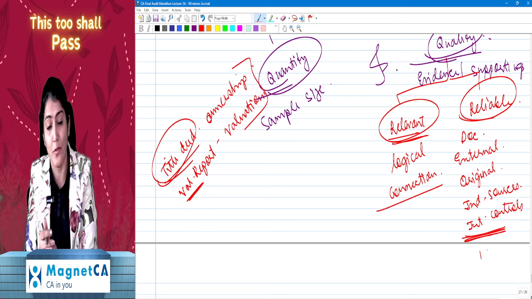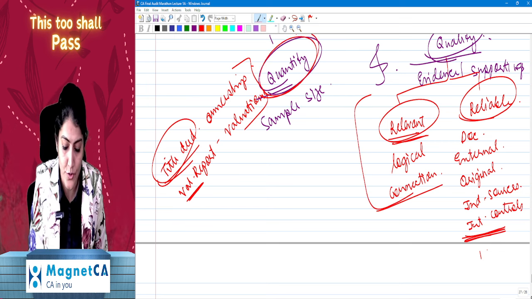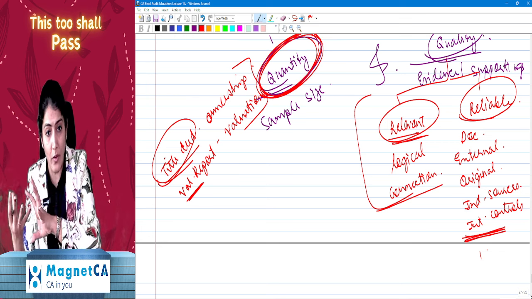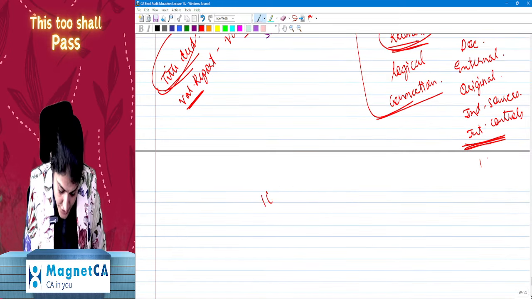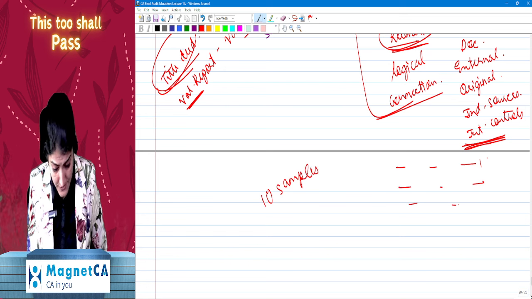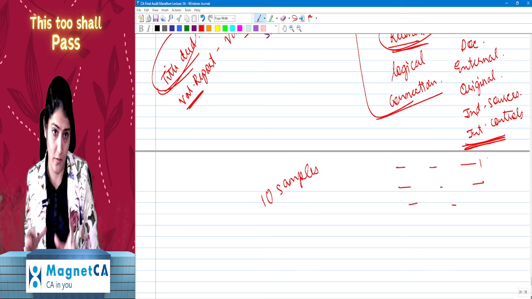It should be trustworthy, it should be relevant, and at the same time the quantity should also be proper. And quantity cannot compensate for quality, quality cannot compensate for quantity. So if I want to check 10 samples, yes, and for the 10 samples this is the evidence which I want, both quantity also and quality also.